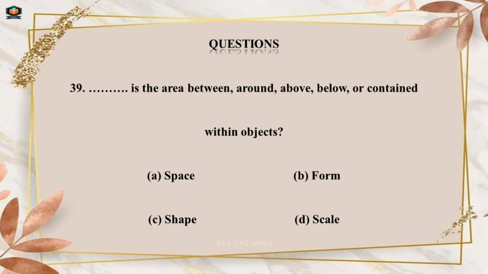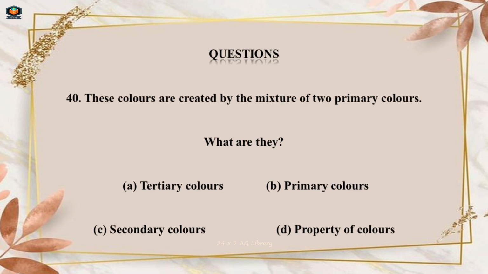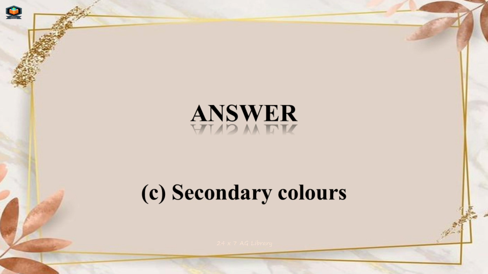Question 39. Is the area between, around, above, below, or contained within objects? A. Space. B. Form. C. Shape. D. Scale. Answer: A. Space. Question 40. These colors are created by the mixture of two primary colors. What are they? A. Tertiary colors. B. Primary colors. C. Secondary colors. D. Property of colors.